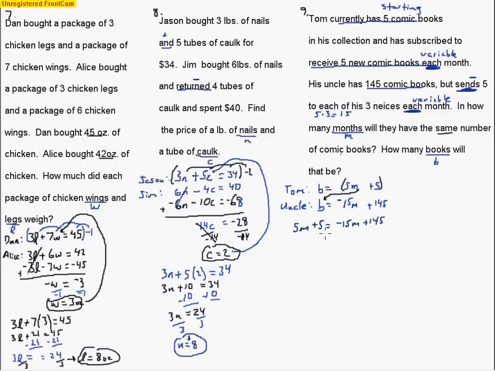Isolate the variable. So I'll subtract this 5 from both sides. And I'll also add this 15m to both sides. And I'll end up with a 20m equals, and I have 150. And so from there, I'll do some, oops, I made another mistake there.